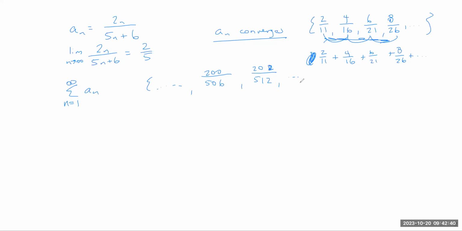So it's getting closer and closer to 2 over 5, right? No matter how far I go, I'm just going to stay close to 2 over 5. So what does it mean then if instead of just listing those things out, I am adding all these things up? Is this sum ever going to converge to something? Now this goes to infinity.